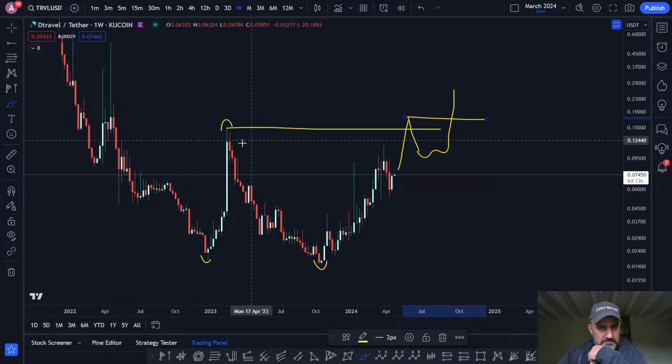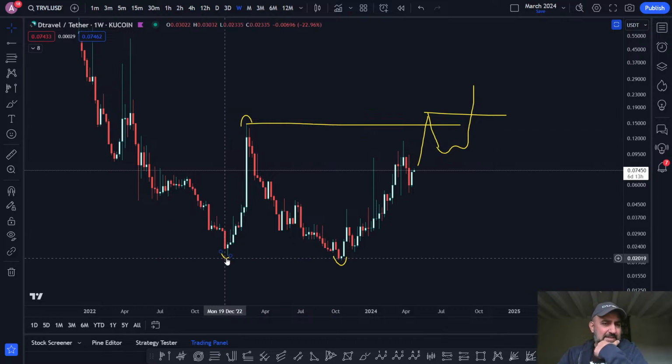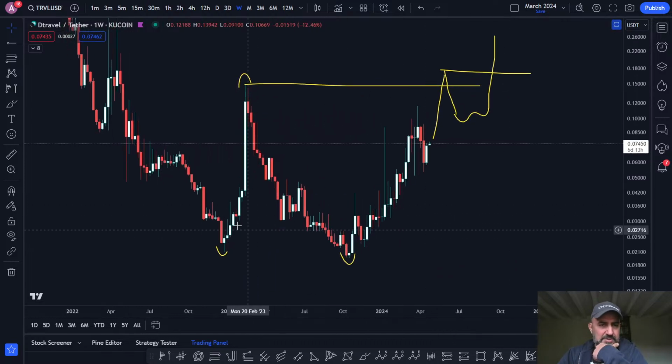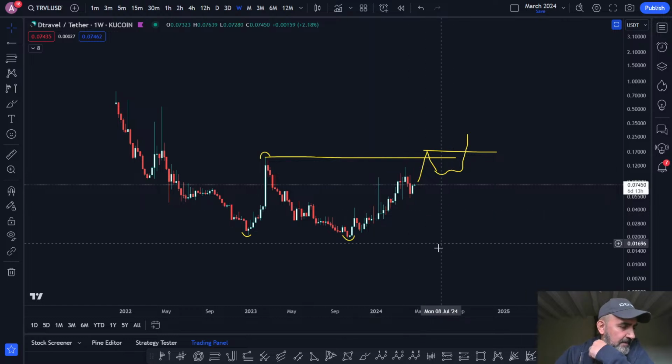Whereas on this higher time frame, because this relief rally was so impulsive, it basically went from a lower low to a higher high very quickly, and there was no higher low put in between. It was just one move. That's why we're experiencing this.